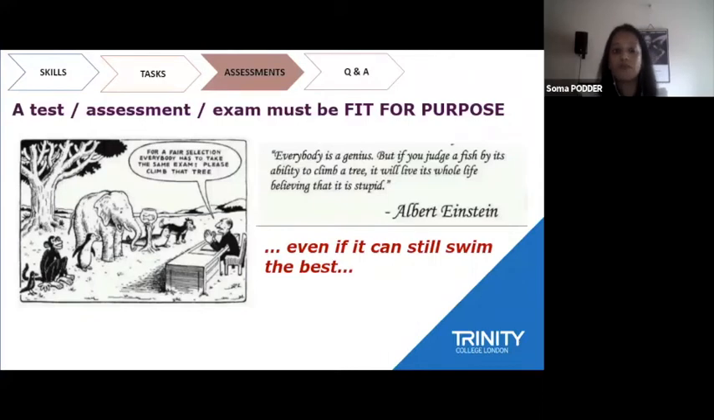So if all of these animals, can you read what's there on the screen? For a fair selection, everybody has to take the same exam. Please climb that tree. So we don't want to do that. What makes Trinity special is that for all of our exams, there are different levels for every learner. So you're doing justice to everyone by giving them different areas of progress, different levels.